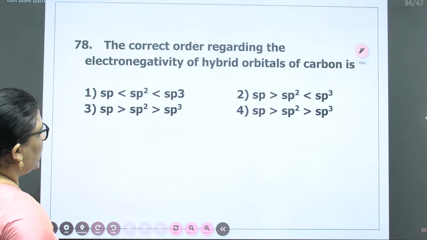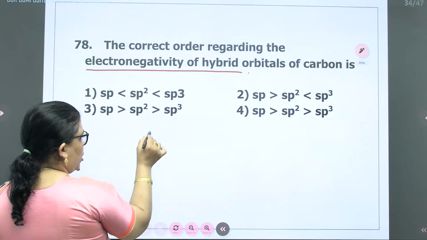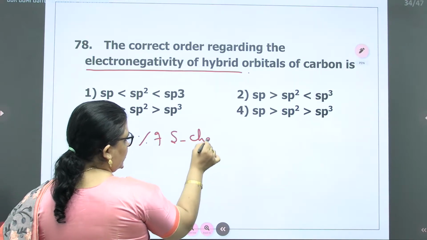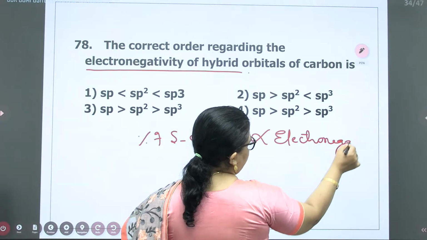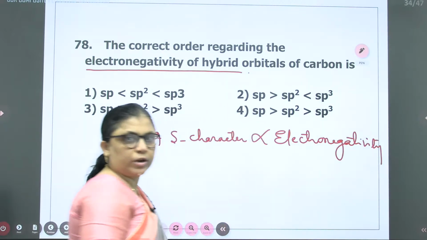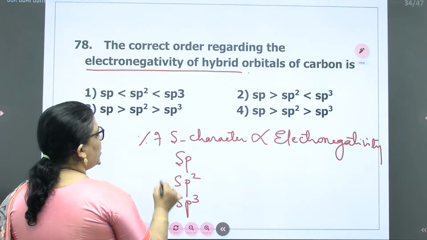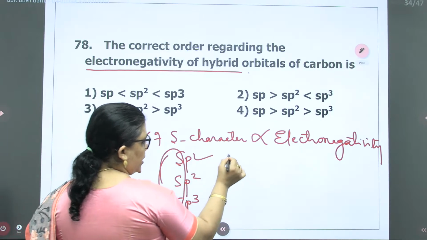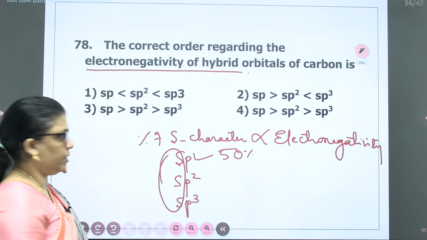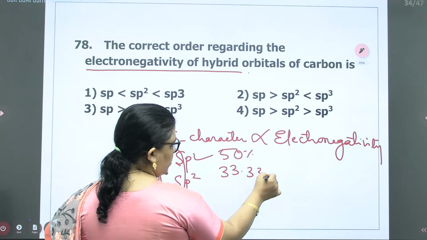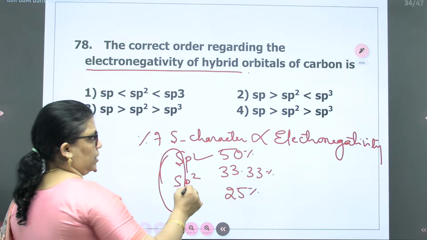78. The correct order regarding the electronegativity of hybrid orbitals. When we are dealing with hybrid orbitals, always remember that the percentage of s character is directly proportional to electronegativity. Therefore, amongst sp, sp2 and sp3, the highest s character is exhibited by sp, which is around 50%, then 33.3% and 25%. Therefore, sp is greater than sp2, than sp3.